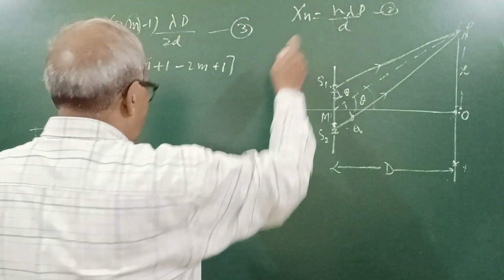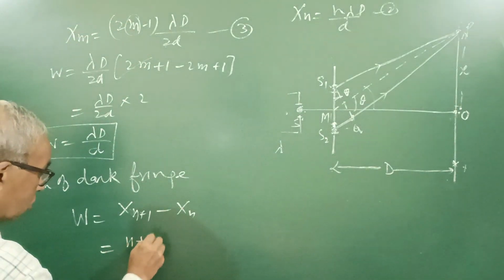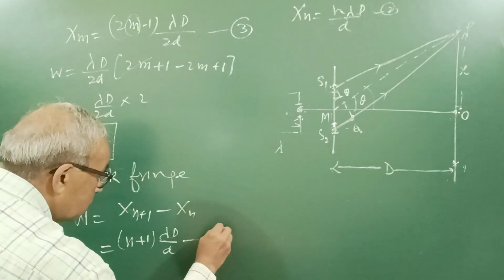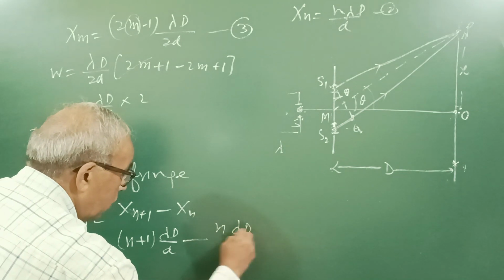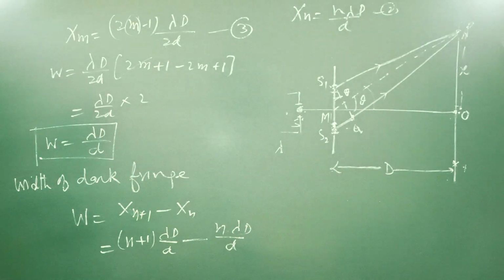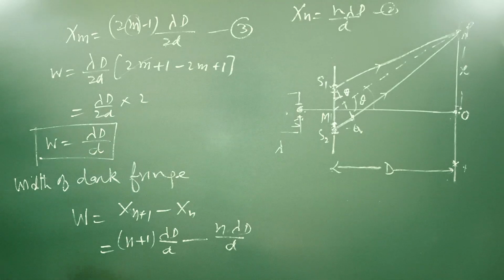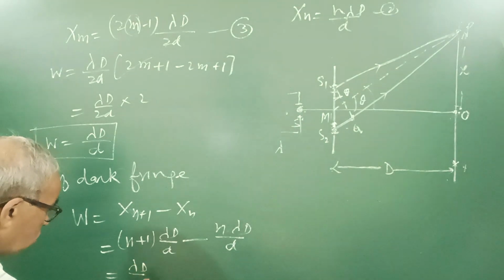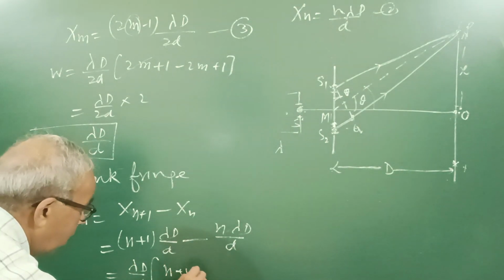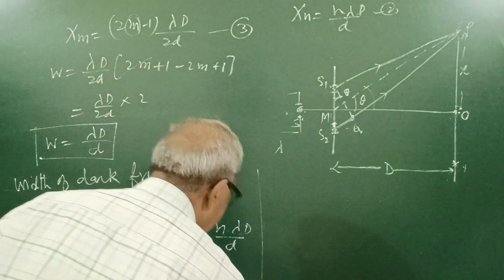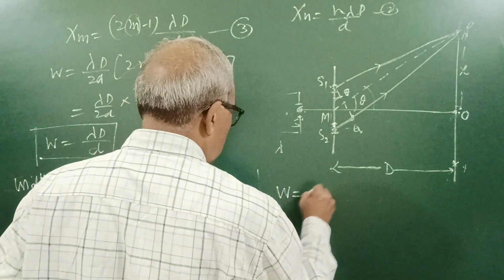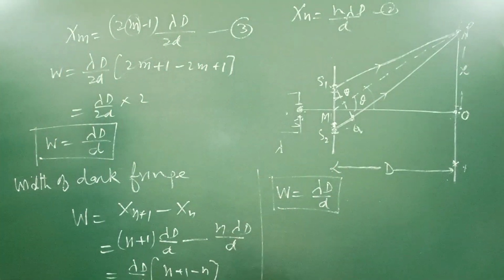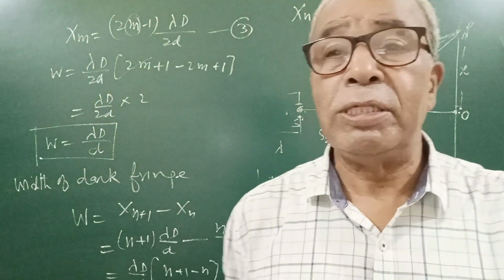So using n equal to n plus 1 here, we get (n plus 1) lambda D upon d minus n lambda D upon d. This is a new topic for you, so don't be afraid. Simple mathematics is being used. So lambda D upon small d is common, times (n plus 1 minus n). Again we get W is equal to lambda D upon d. It means the widths of dark and bright fringes both are equal.